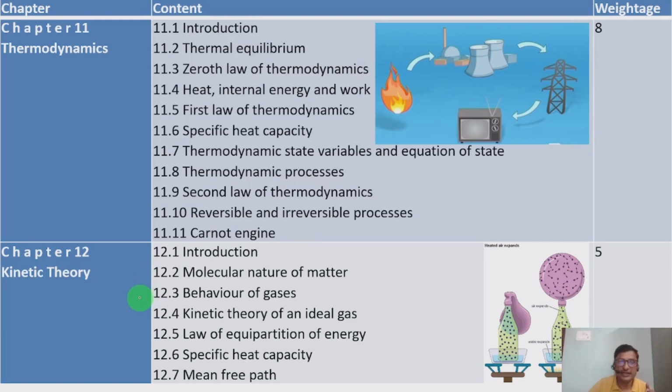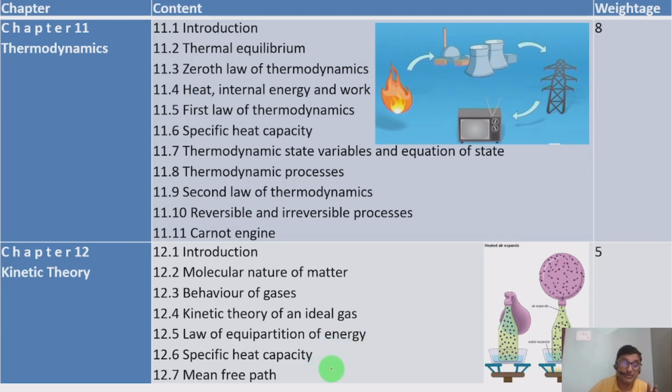Chapter 12, Kinetic Theory. It has 12.1 Introduction, 12.2 Molecular nature of matter, and the molecular nature that matter has. And 12.3 Behavior of gases. How the gases behave, we will take. 12.4 Kinetic theory of an ideal gas. There is a theory for ideal gas behavior that we will take. 12.5 Law of equipartition of energy. For energy, the equipartition is there, and we'll take the statement of that and discuss it in detail.